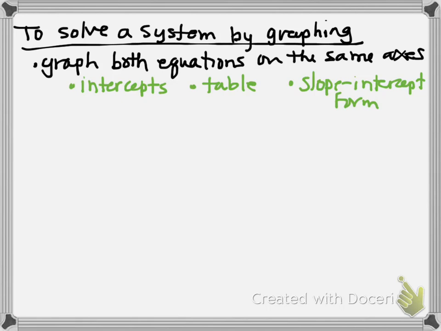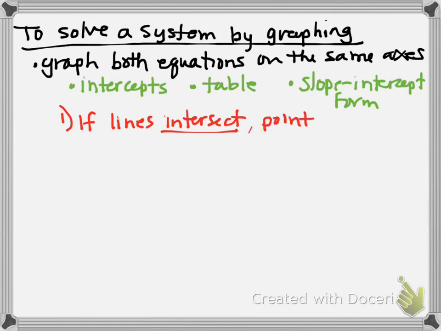Now, we have 3 occurrences. So if the lines intersect, then the point of intersection, so it's 1 point, is the solution for the system.